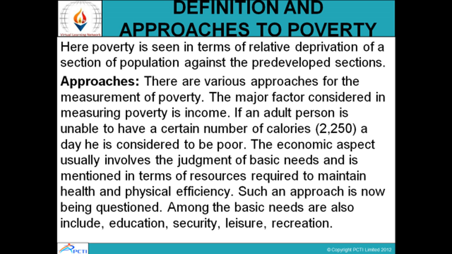Approaches. There are various approaches for the measurement of poverty. The major factor considered in measuring poverty is income. If an adult person is unable to have a certain number of calories a day, he is considered to be poor. The economic aspect usually involves the judgment of basic needs and is mentioned in terms of resources required to maintain health and physical efficiency. Such an approach is now being questioned. Among the basic needs are also education, security, leisure, and recreation.